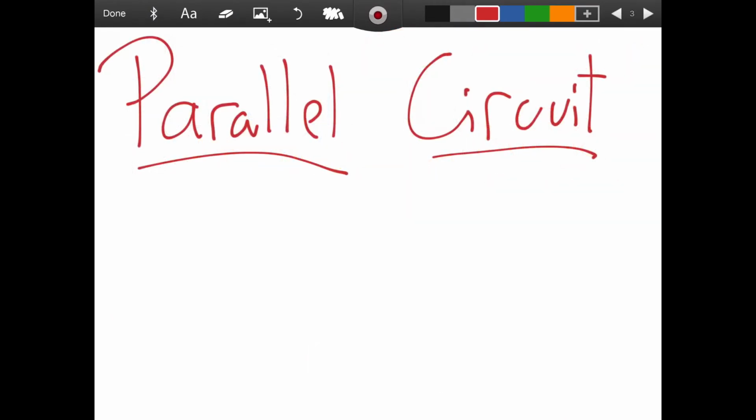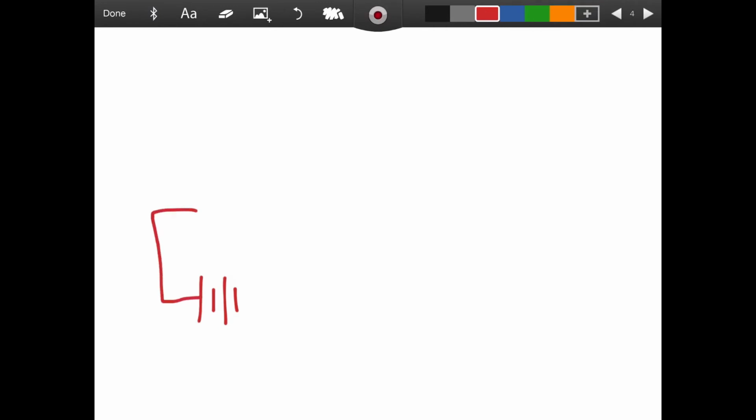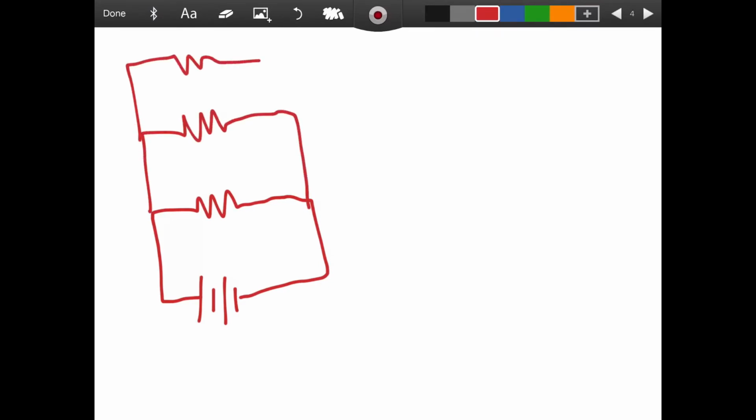Now let's analyze a parallel circuit, and I'm going to use the same numbers that I used in the previous one, just so we can compare the current and the equivalent resistance, and really see how things change based on how they're constructed. So again, I'll start with my battery. And now with the resistors in parallel, current's going to split. So it might look something like this.